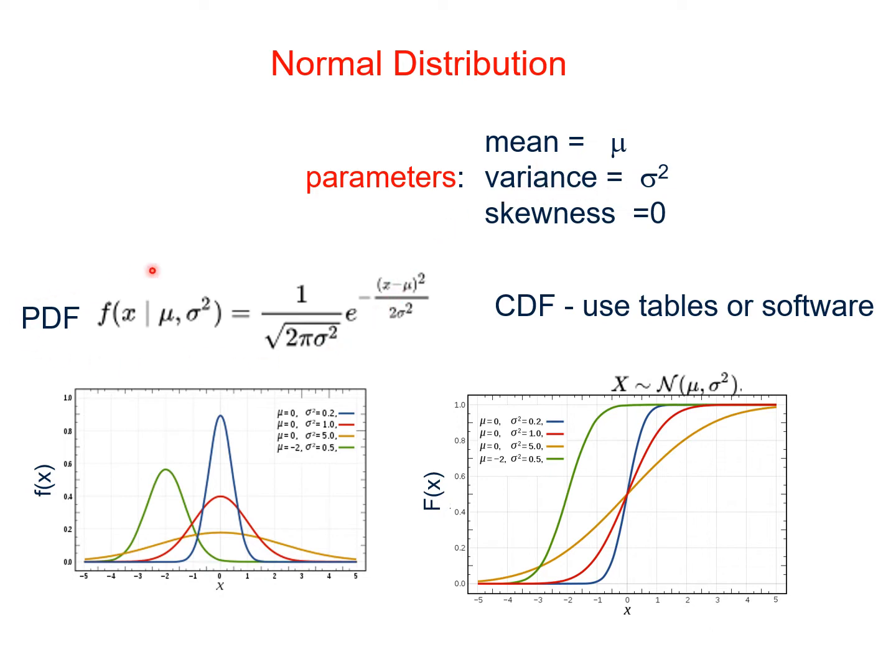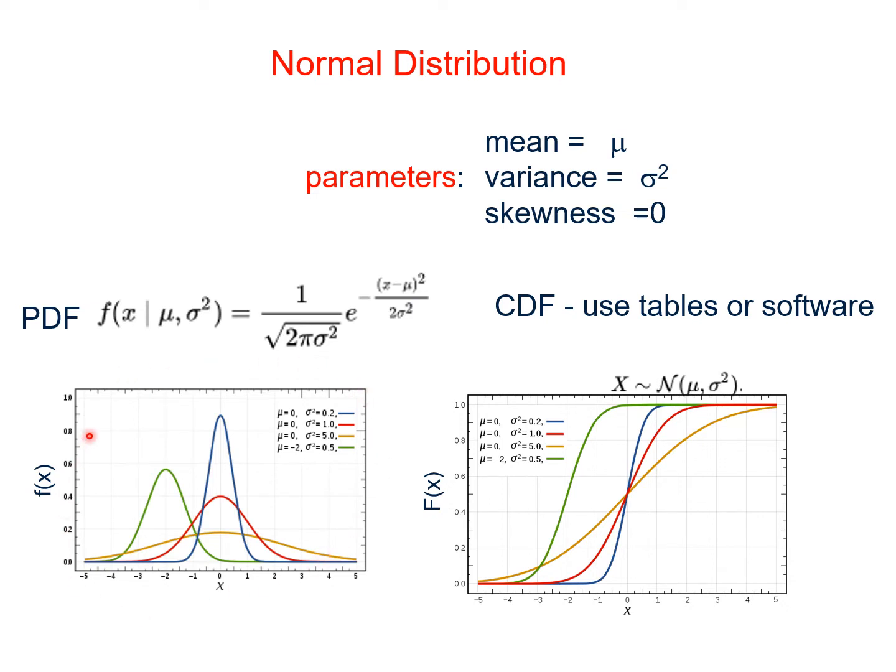So if you look at the equation here, you have 2 pi sigma square, e to the power x minus mu divided by 2 sigma square, right? So mu and sigma are the unknown values. So if you define what is mu and what is sigma, then you can define this equation or this distribution.